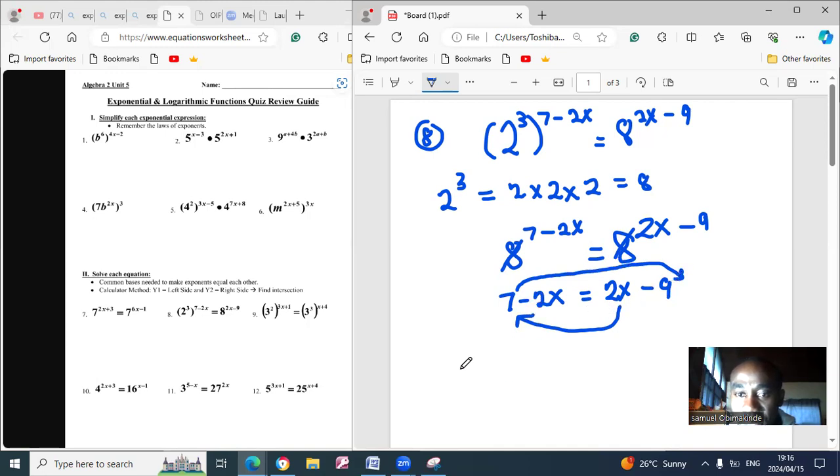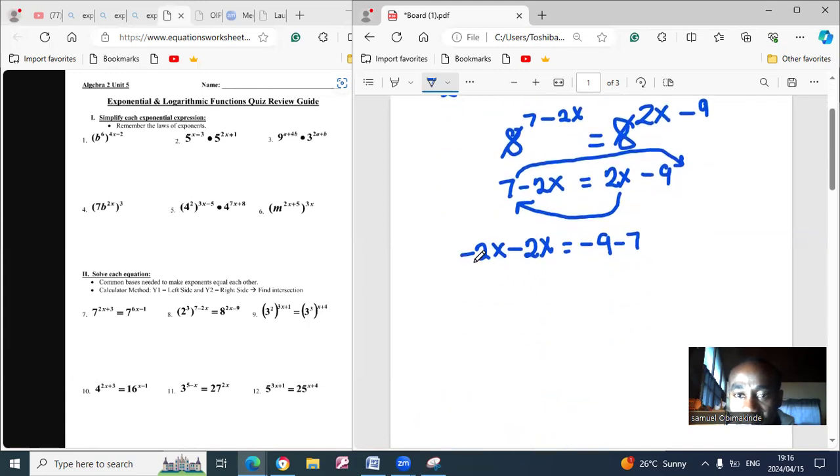So this will be negative 2x. Then this plus 2x after crossing the equality sign becomes negative 2x. And this will be equal to negative 9. By the time this plus 7 crosses the equality sign, it becomes negative 7. So here, minus 2x minus 2x will be negative 4x. That will be equal to negative 9. Negative 7 will be negative 16.